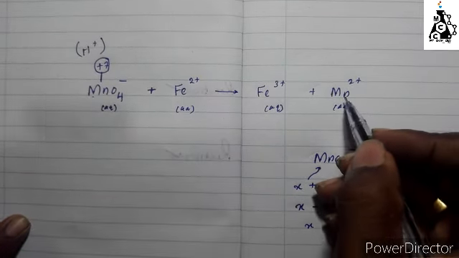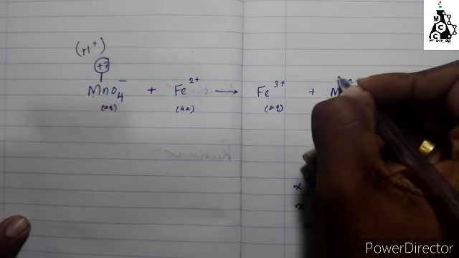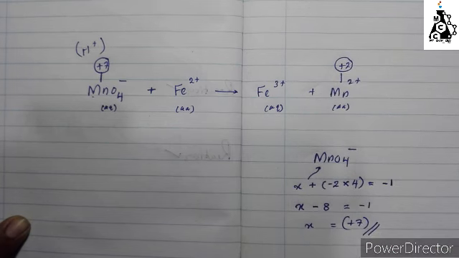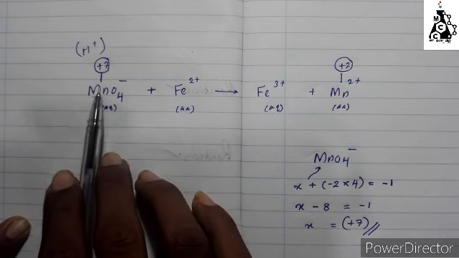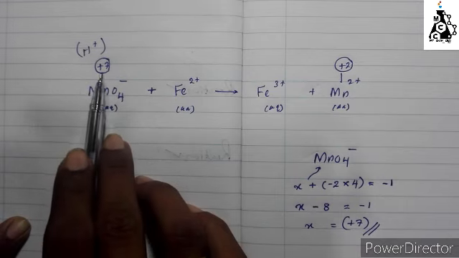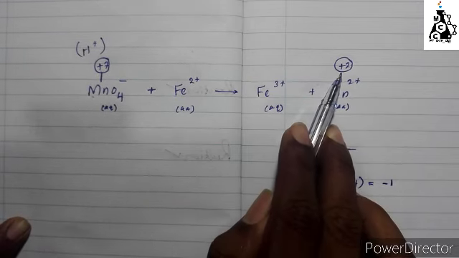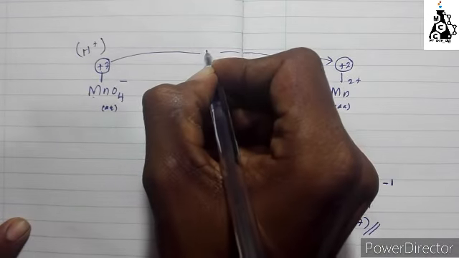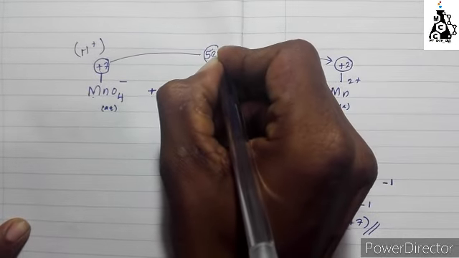Right. What is the oxidation number of Mn2+? The oxidation number of Mn2+ is +2. Now the oxidation number of manganese was reduced from +7 to +2. What is the difference between the oxidation numbers of those two ions? Yes, the difference is 5 electrons.